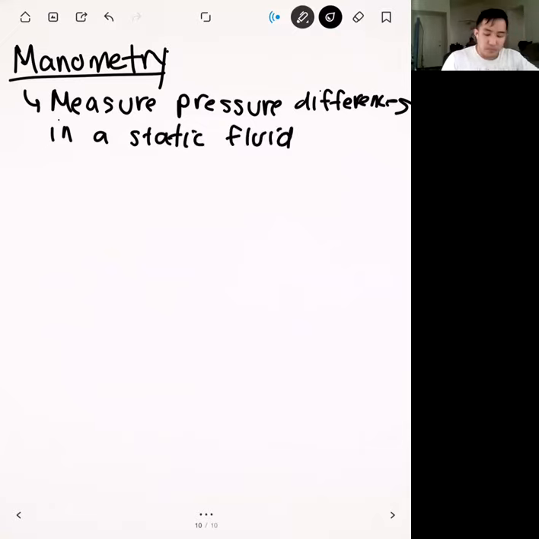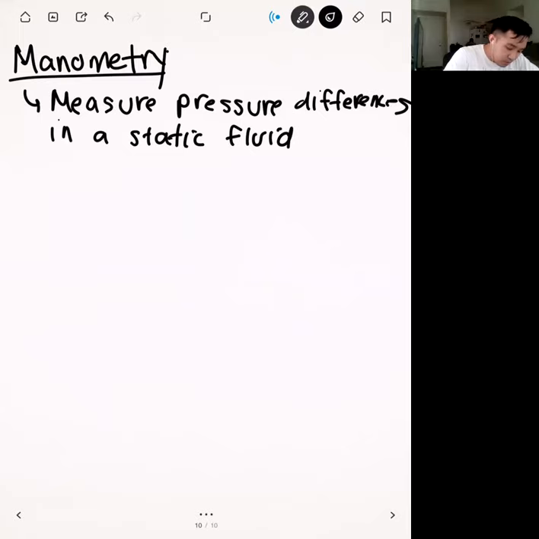Okay. And so it gets this name because the original device that was used to measure these pressure differences was called a manometer. Okay. And so there's one big equation and one kind of hidden equation that you can use to solve these kinds of problems.